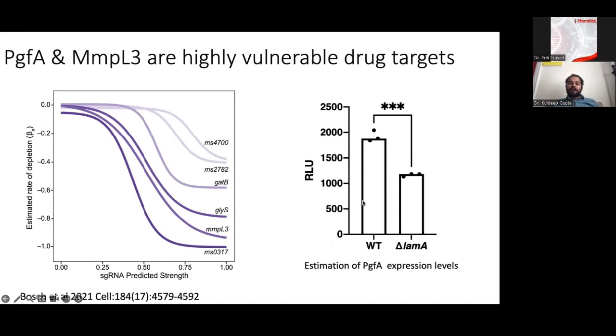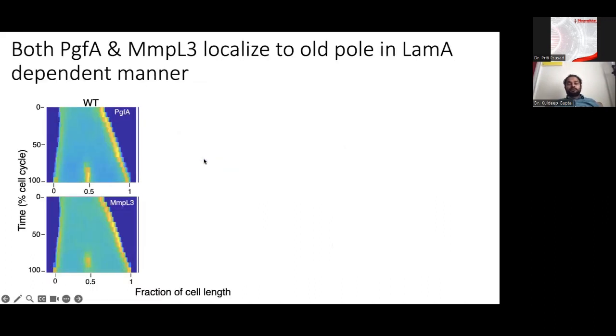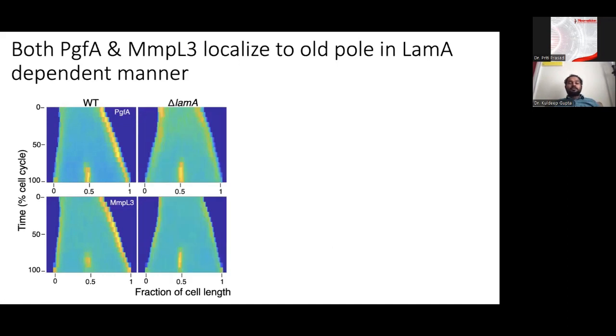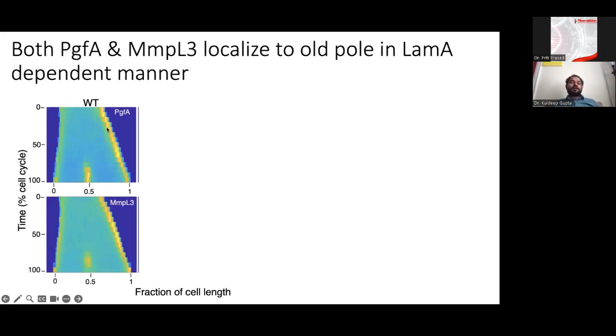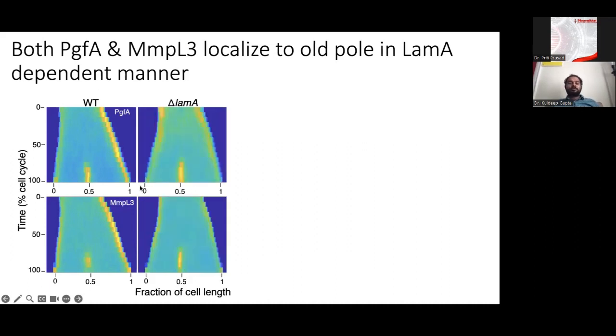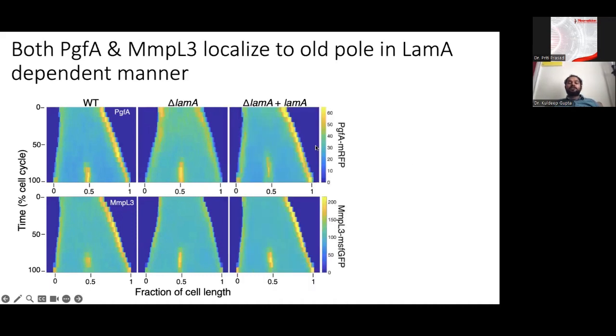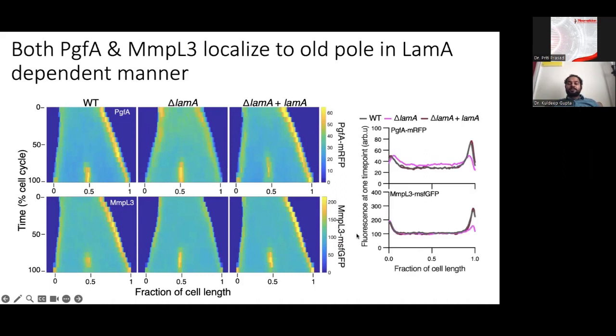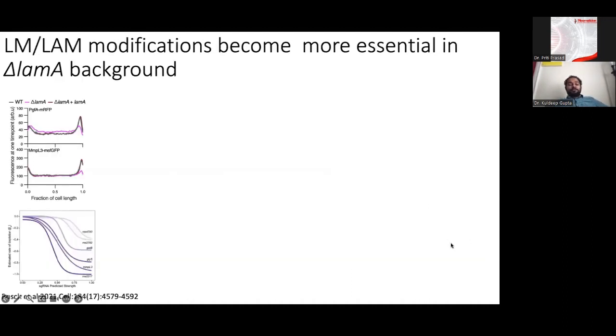So in the absence of llama, the PGFA expression goes down, and the same is true for MMPL3. In wild type, we can see that MMPL3 and PGFA localize at the growing pole; in llama knockout, their localization at the growing pole is gone, and in the llama complement, the localization comes back again. You can see that their localization patterns are similar, with PGFA mirroring MMPL3.